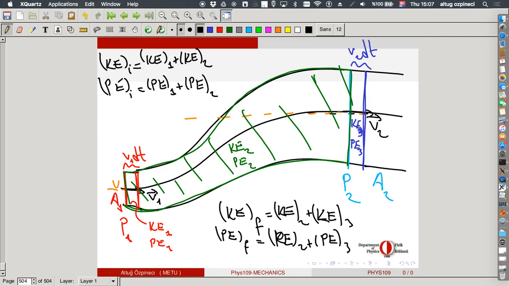They are the pressure of the water. Yes, at this point and at this point. We treat them like external forces. I think they are external forces only.